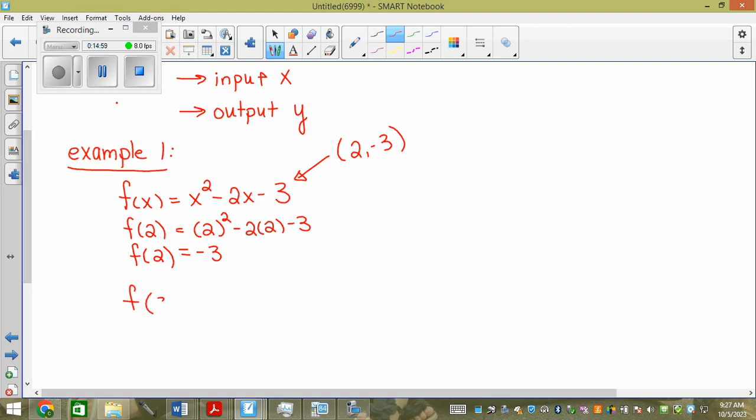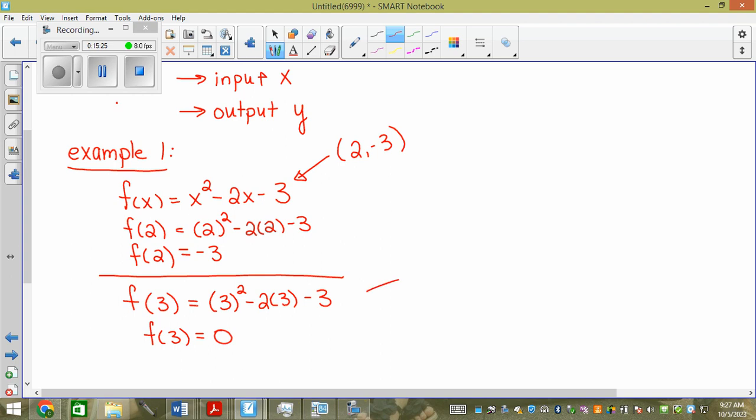Okay. Now, what if I ask you for f of 3? So I'm going to do an input and an output, right? So I'm going to go 3 squared minus 2 times 3 minus 3. And then I get f of 3 equals 9 minus 9, which is 0. So what did I just get on this graph now? I got a coordinate again, 3, 0. But that's a special coordinate. What is it? It's an x-intercept. That's 0, because my y is 0.